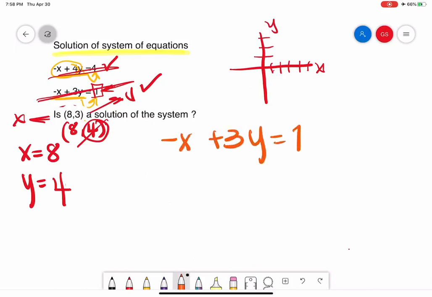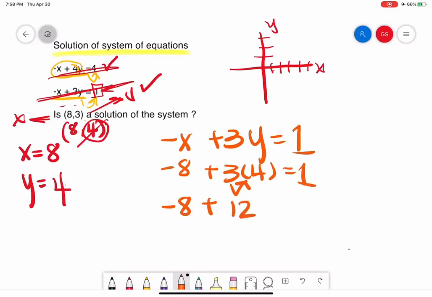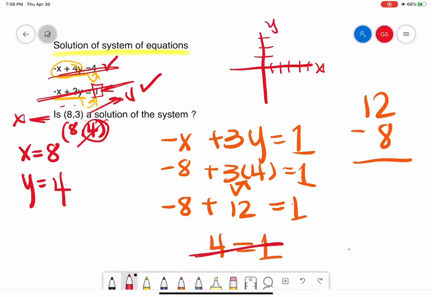Or maybe it will, but because it doesn't work for the first one, it won't be the solution for the system of equations. So if we substitute it, which is minus 8 plus 3 times 4 equals 1. So then it's minus 8 plus 3 times 4 equals 12. This equals 1. So if we put it again in the calculator and you subtract it, we know that 12 minus 8 equals 4, which is also not the answer.